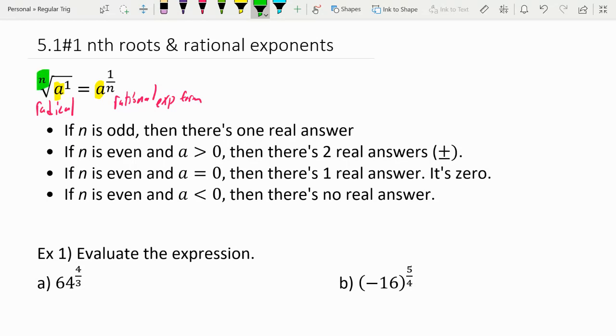In radical form, we refer to this as the index. So you'll see the index in radical form is going to be the denominator of the exponent, and the exponent in radical form is going to be the numerator of the fraction in the rational exponent.